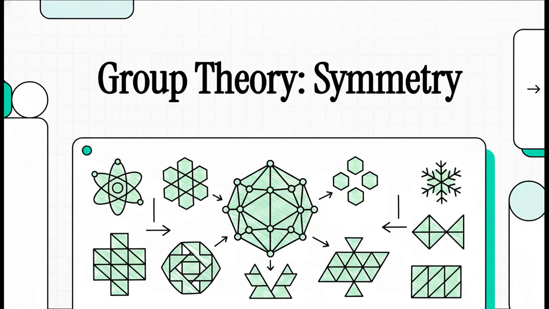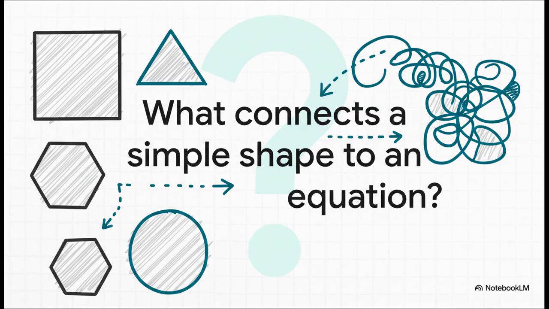You ever get that feeling that there's a hidden layer of rules governing the world? You know, like a secret language that describes everything from a snowflake to the laws of physics? Well, there is. It's called group theory, and today we're going to decode it. And it all kicks off with a really weird question.